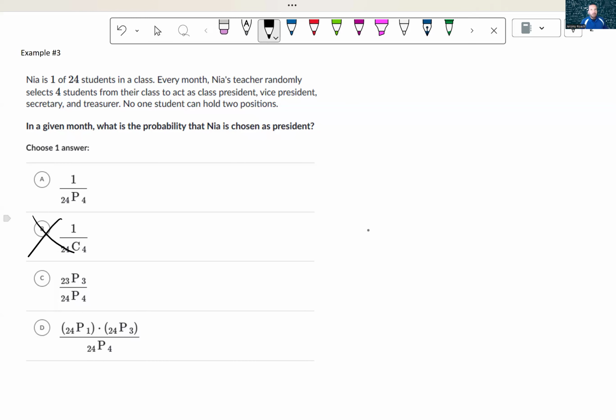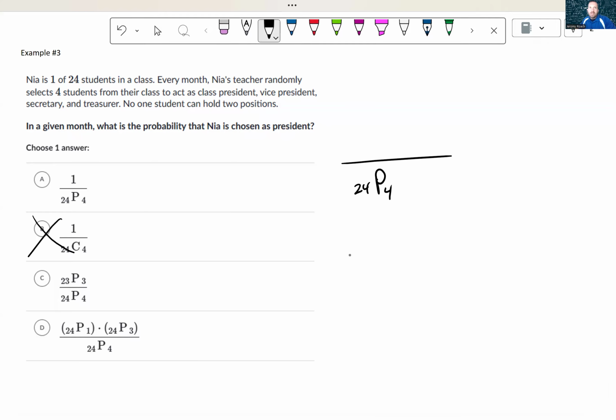So now we want to count all the possible outcomes. We know that the order matters. We're going to use permutations, but now we need to decide what that's going to be. So for our denominator, we have 24P4, or picking 4 students out of the 24. That gives us our denominator. Okay, now we want to count how many outcomes are successful, and this is the really tough part, I think. We want Nia to be president, so Nia's position is already fixed. So now we only need to fill the 3 remaining positions.